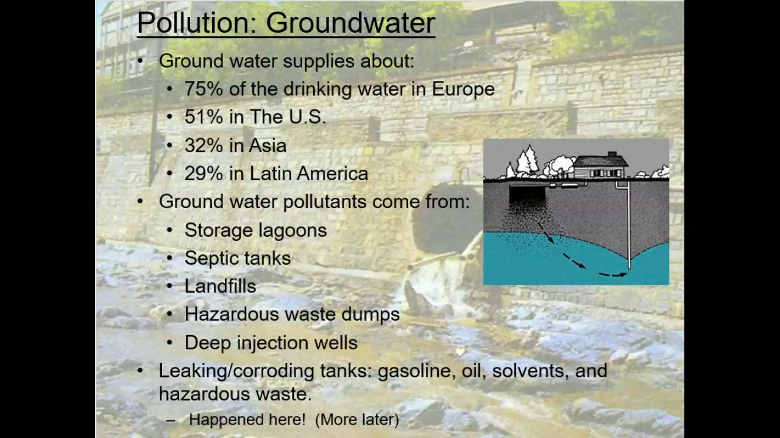And groundwater is polluted when contaminants come in from storage lagoons of things like chemicals or agricultural waste, septic tanks that are used in many agricultural rural areas, landfills, this is where we put garbage, hazardous waste dumps, and deep injection wells that are used to get rid of some materials. And then there's also the problems of leaking, corroding tanks of gasoline, oil, solvents, and hazardous waste.